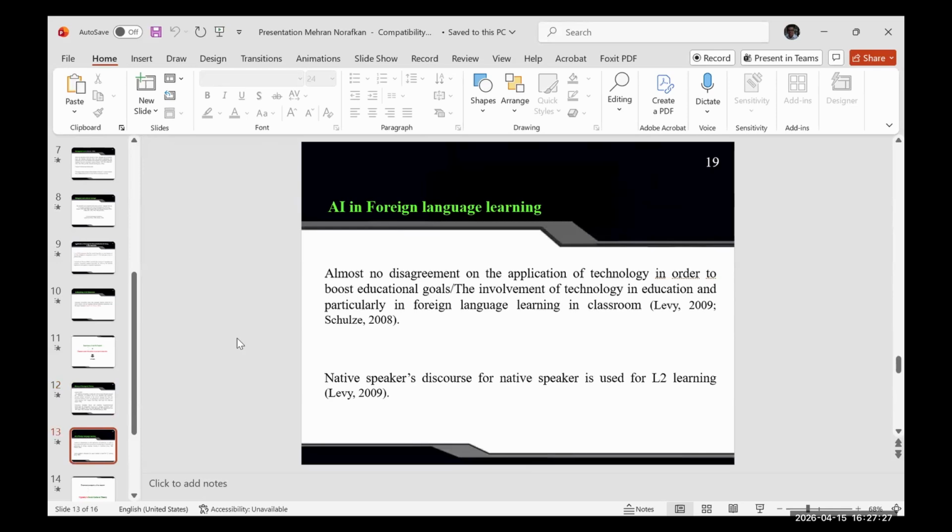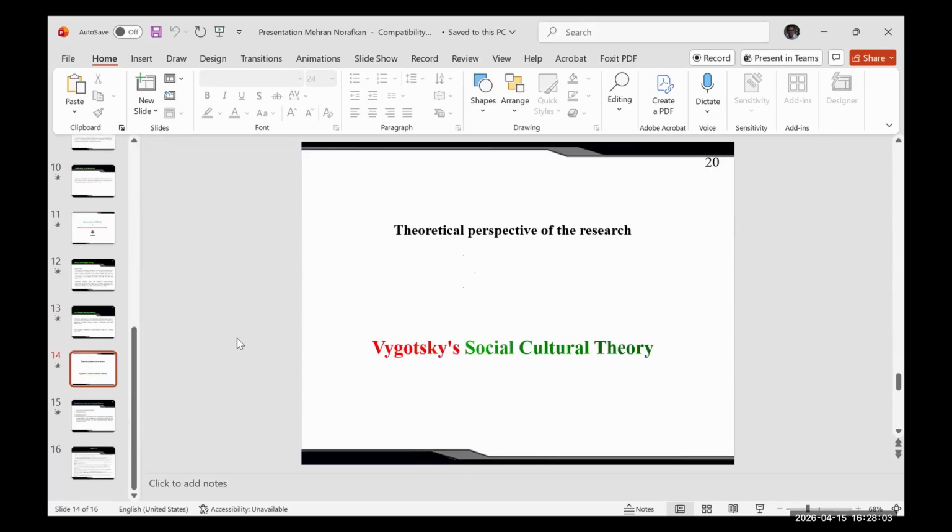Here, the role of AI in foreign language learning shows that there is almost no disagreement on the application of technology in order to boost educational goals. The involvement of technology in education, and particularly in foreign language learning in the classroom. So AI tools can help students to have a better exposure in the classroom with the authentic sources required for their development.